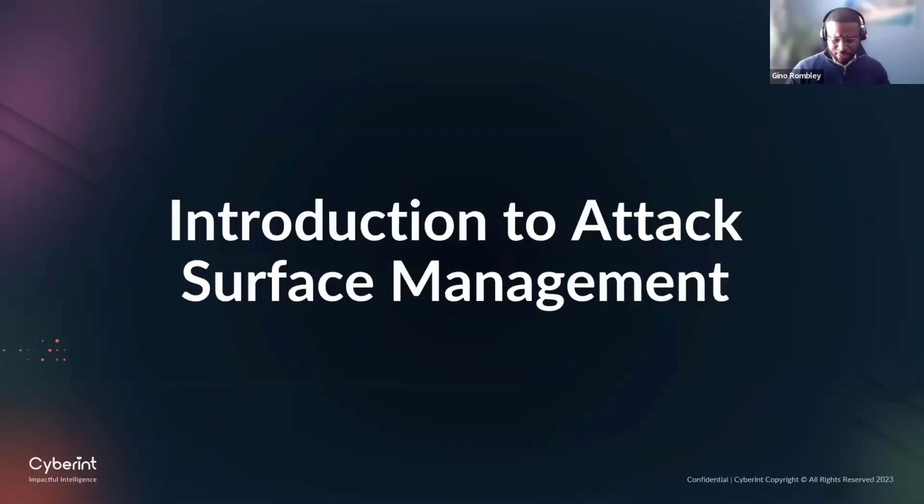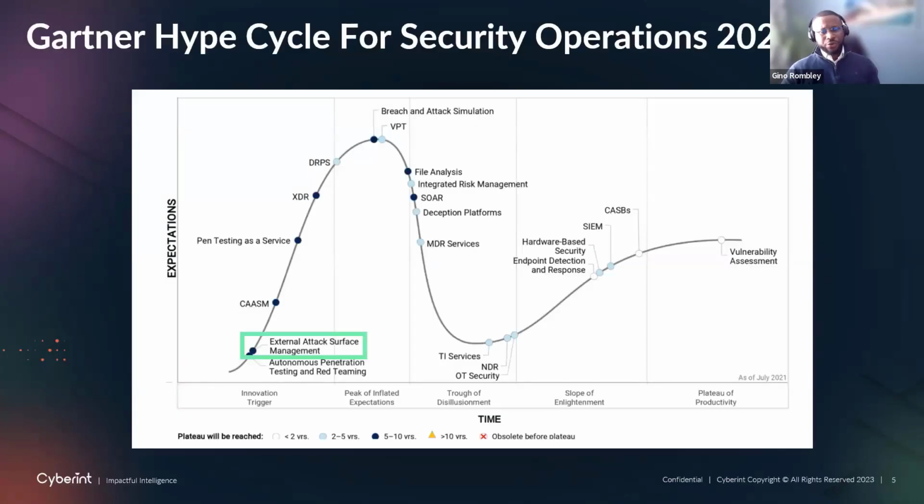So let me first take you through the introduction to attack surface management and why it suddenly became a lot more important in 2023. A few years back, in 2021, Gartner released the hype cycle for security operations. What you can see in this graph is that external attack surface management is all the way at the bottom of the graph, just under the innovation trigger. Many people might wonder, why did this all of a sudden begin to be innovation? Why did this suddenly become relevant?